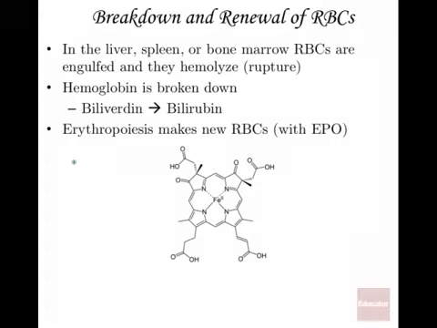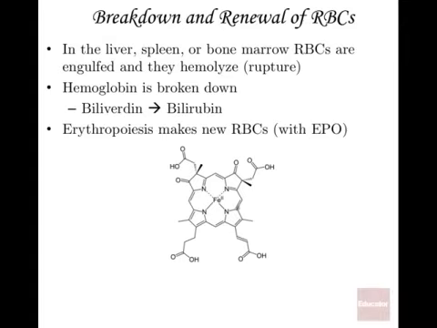Breakdown and renewal of red blood cells. In the liver, spleen, or bone marrow, that's where red blood cells eventually end their journey. They're engulfed by cells there, and hemolysis causes them to rupture. They are broken down, and you take the hemoglobin molecule, which is right here. This is kind of an organic chemistry style model of the molecule.